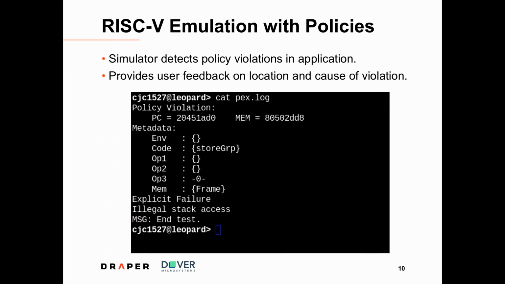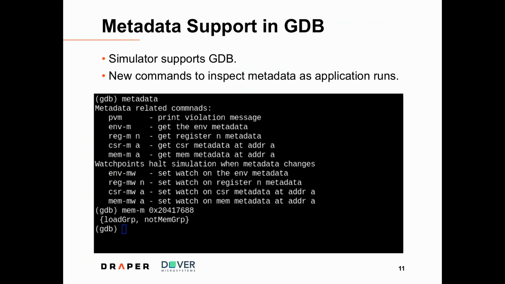As an example, here's what you might get as output if you ran a program that violated the stack frame policy we looked at before. There's just some output here showing, oh, there was a policy violation, and the code had the store tag, and the memory was tagged as frame, and that's a violation of the policy. So the simulator can track this kind of information. We also have GDB support. I don't have time to go into it, but you can hook GDB into QEMU or Renode and use it to inspect the metadata state as the program is executing.